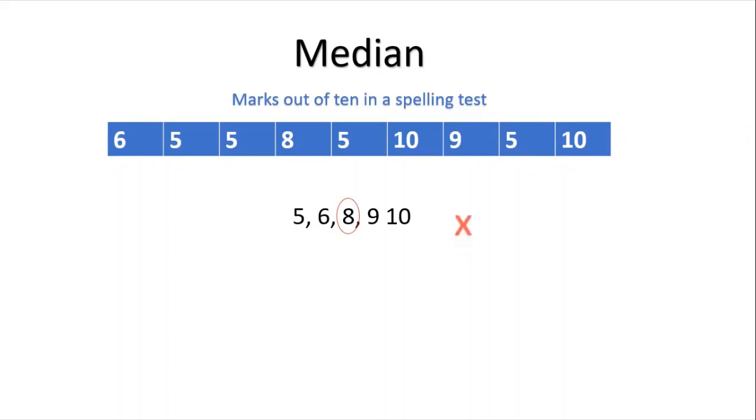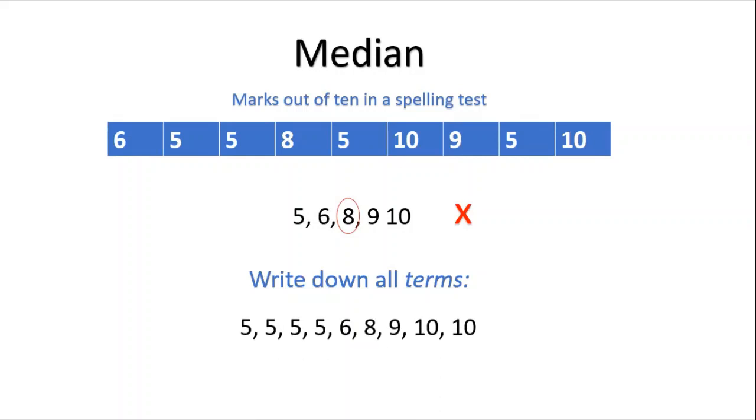However, it's incorrect, and the reason it's not correct is because, like we looked at with the mode, we have to look at all the terms. So every time somebody gets a mark, that's a different term. So if I write down all the terms, there wasn't just one person who got 5 out of 10. There were 4 people who got 5. There was a 6, an 8, a 9, and then 2 people who got 10.